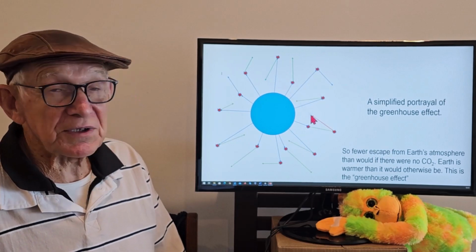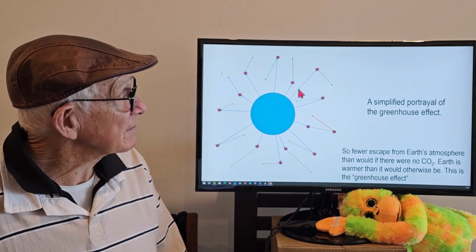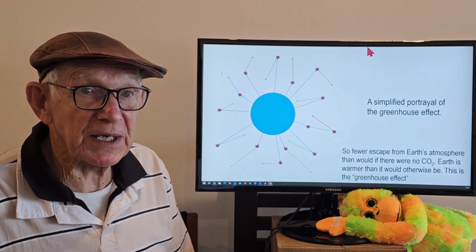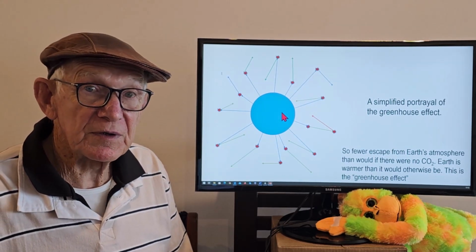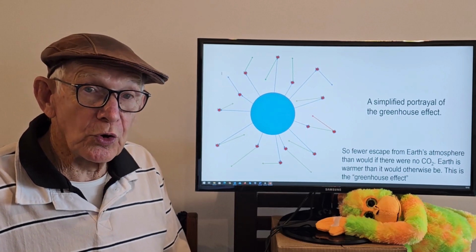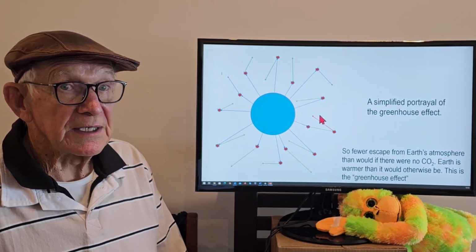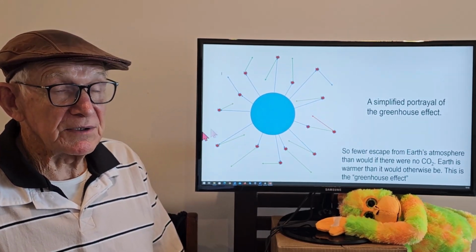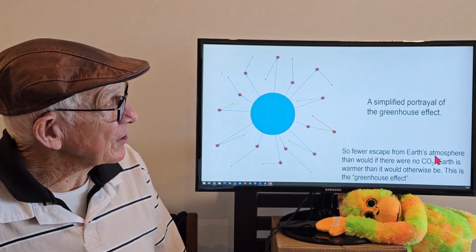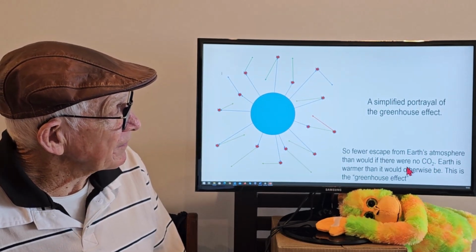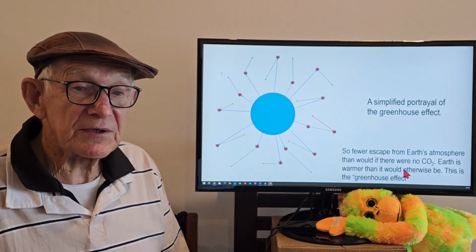The net consequence of that is that not all of the photons that are emitted from the Earth's surface get out into space. Some of them come back and are absorbed again by the Earth's surface. And so the Earth's surface is warmer than it would be if these molecules were not absorbing, then re-emitting, and then sending some of them back in this direction. Fewer photons escape from the Earth's atmosphere than would otherwise. This is the greenhouse effect.